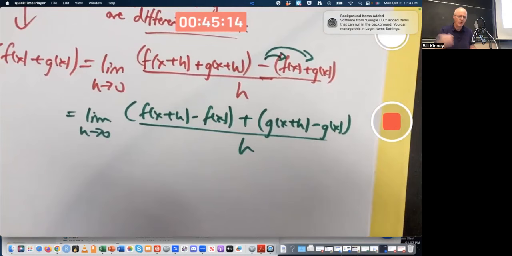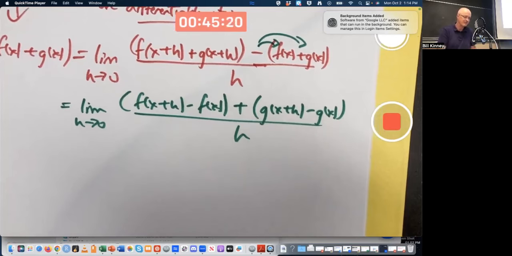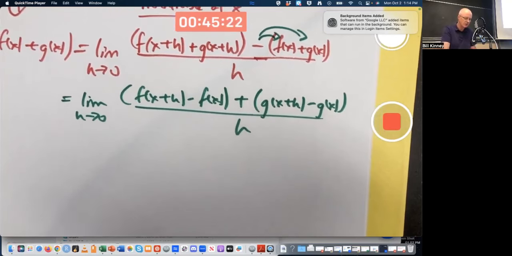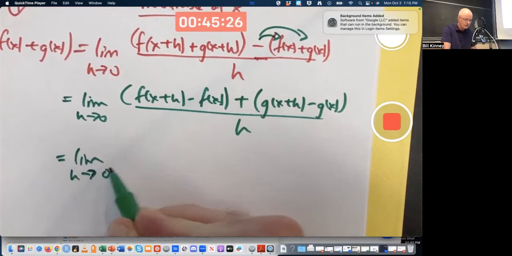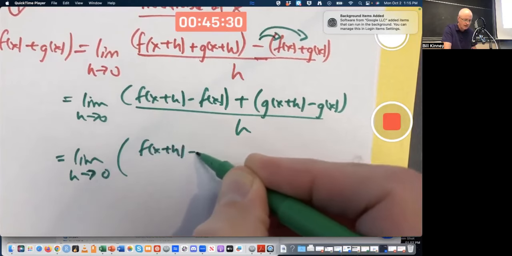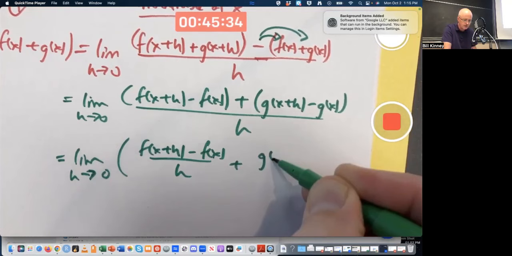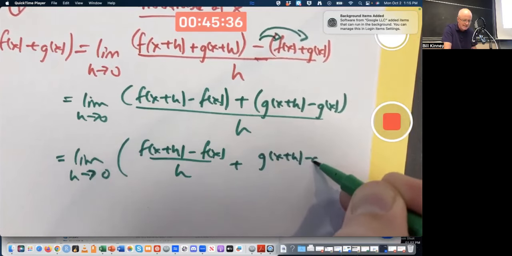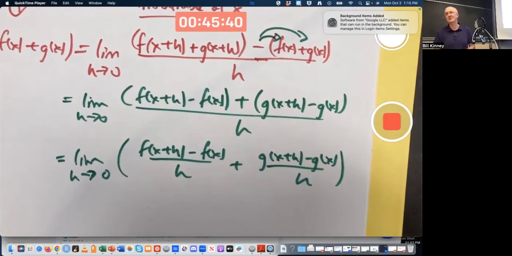Okay, can I just say right away this equals f prime of x plus g prime of x? No, I should use a property of limits. I should also break this apart into two pieces. Two fractions, one of which is the difference quotient for f, and one of which is the difference quotient for g. Why is this step okay? That's also just algebra.